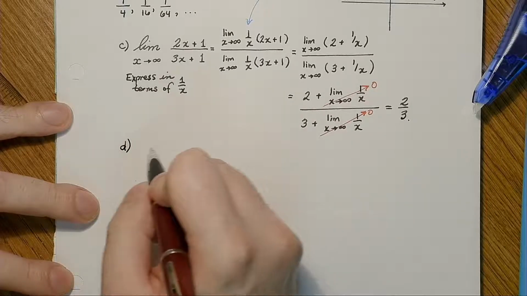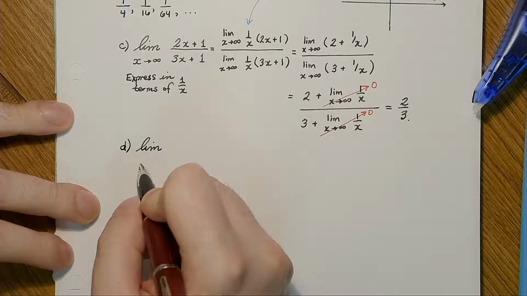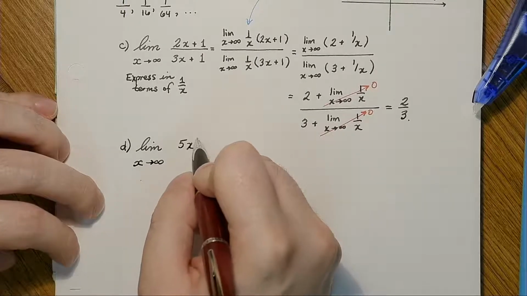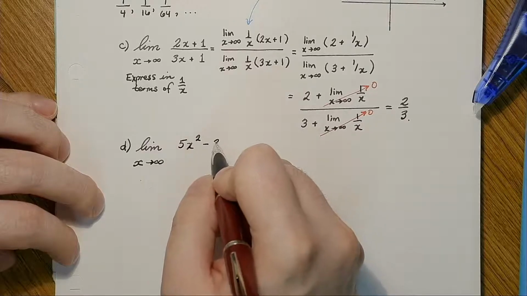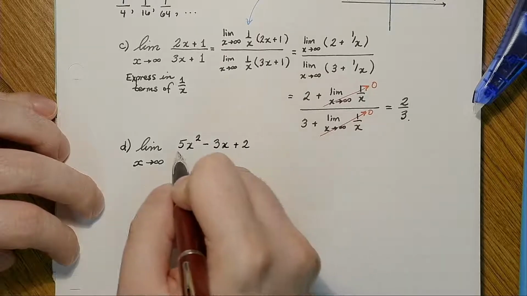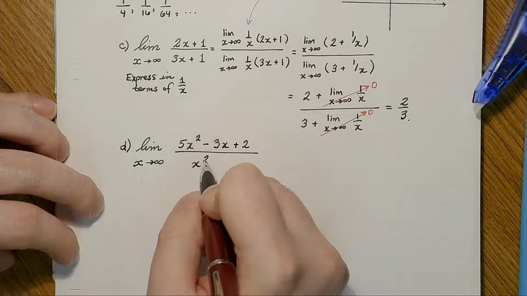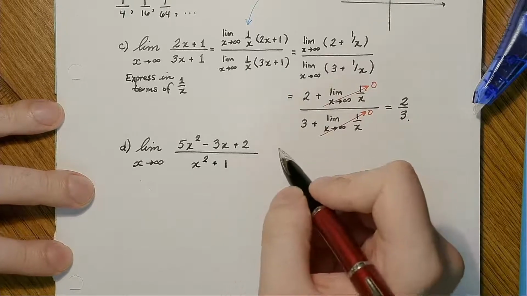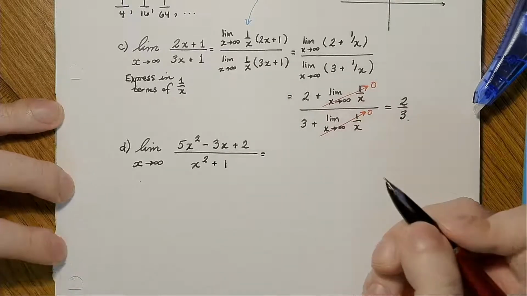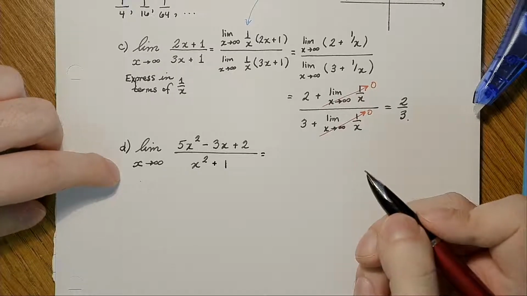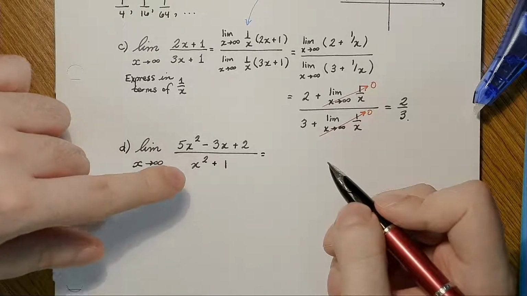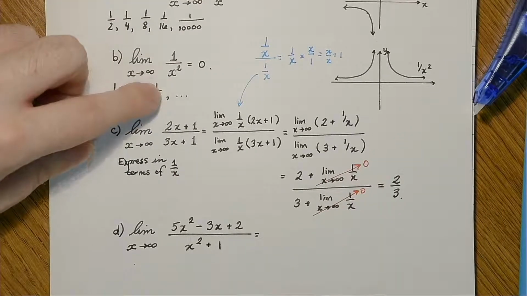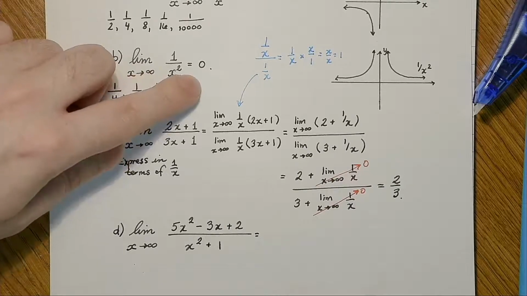Okay, we have d. We have the limit as x goes to infinity of 5x squared minus 3x plus 2, all divided by x squared plus 1. Now the idea again is I would like to get it in terms of 1 over x, and it'd also be nice to get it in 1 over x squared as well, because I also know what the answer is for that, so that's 0.